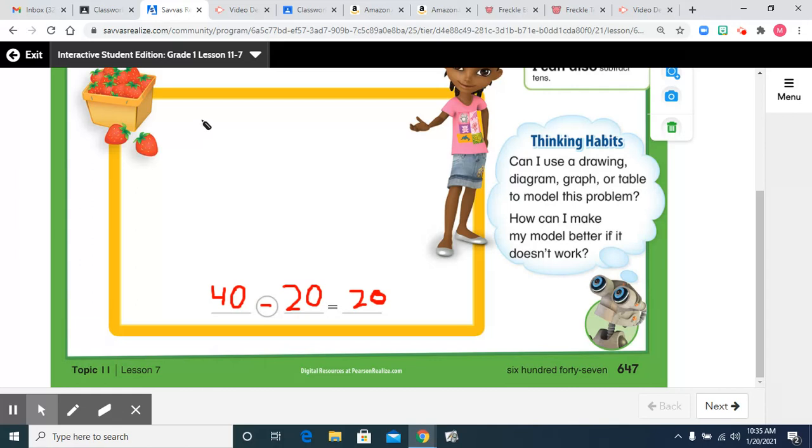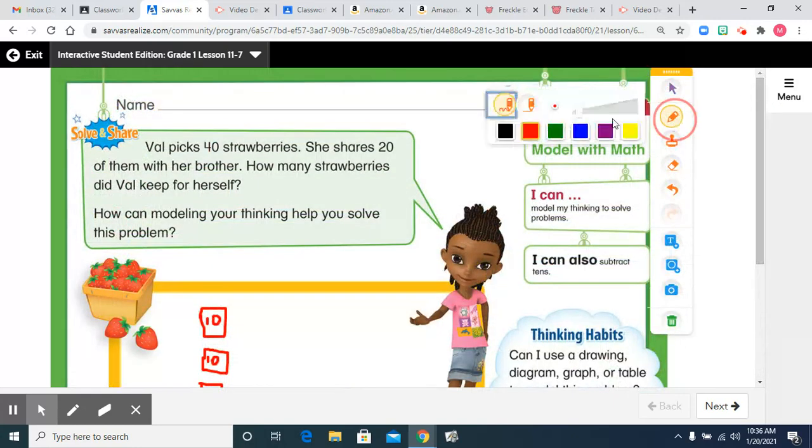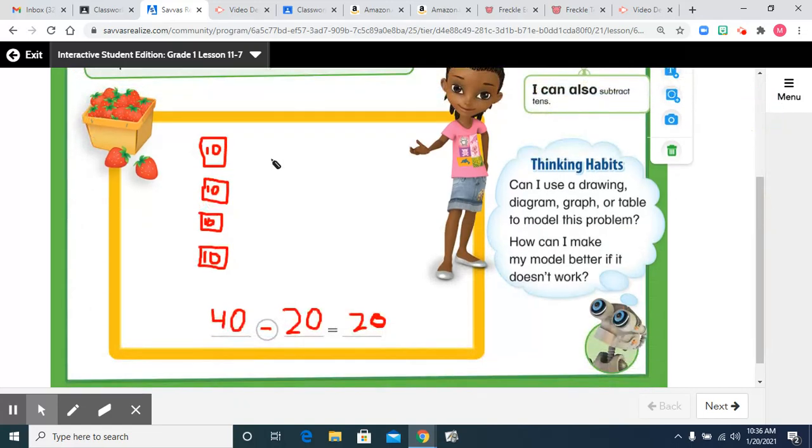Now, you could also draw a picture, kind of like in the video. You could do boxes of 10. So put a 10 in there, put a 10 in there, another 10, and another 10. And so we're subtracting 20. So we just need to get rid of 20 of them. So we could just cross out 10, 20. And then we know that we have 10, 20 left, which is our answer.